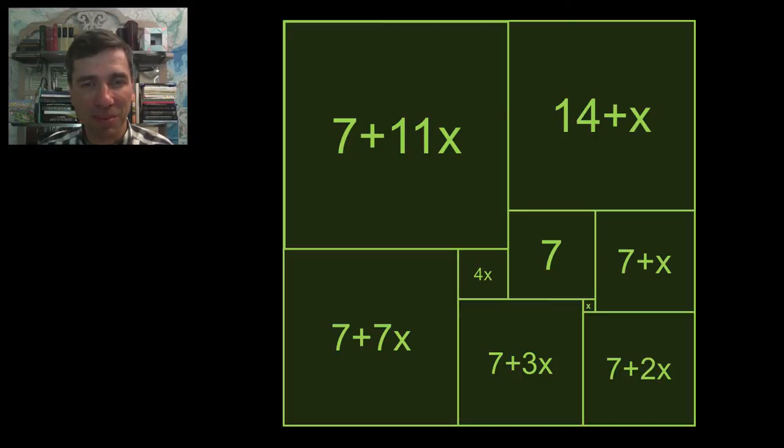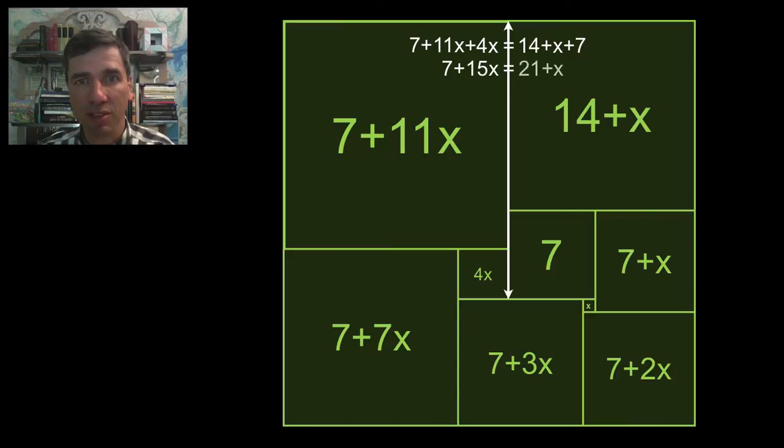We're stuck again. Well, one way to move forward is to look at this line here, and measuring it on the left, that's going to be 7 plus 11x plus 4x. And measuring it on the right, those two have to be equal. Measuring it on the right, it's going to be 14 plus x plus 7. Grouping terms on each side, I have 7 plus 15x. And on the right side, that's going to be 14 plus 7, it's 21 plus x. Let's put all of the x's over on the left. So that would be 15x minus x, that would be 14x, is equal to 21 minus 7, that's going to be 14. Oh, so x is equal to 1.